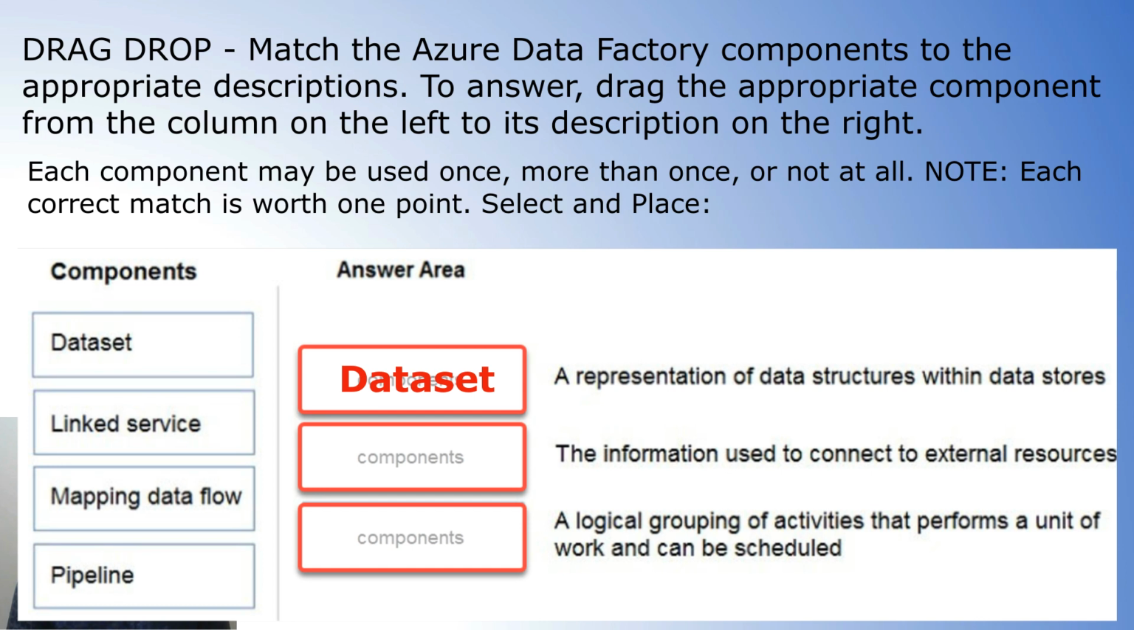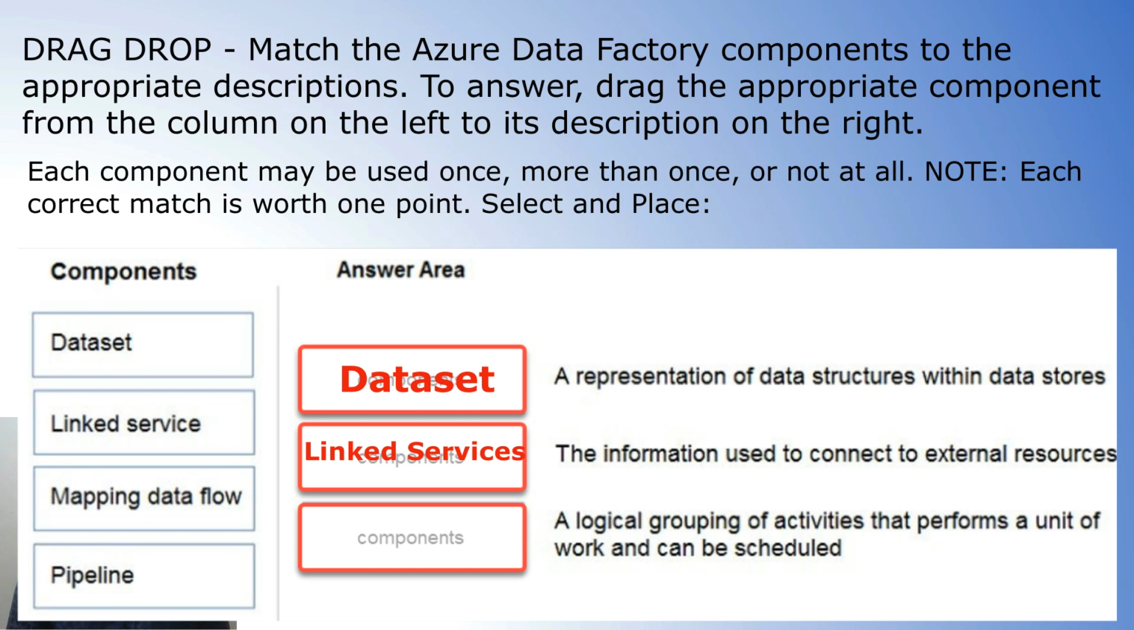The second description, the information used to connect to external resources, will match with the component linked services, because linked services are much like connection strings, which define the connection information that's needed for Data Factory to connect to external resources. Think of it this way: a linked service defines the connection to the data source and a dataset represents the structure of the data.